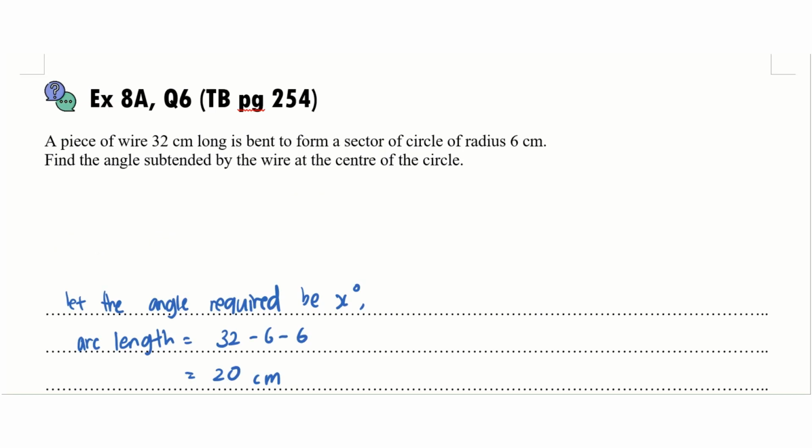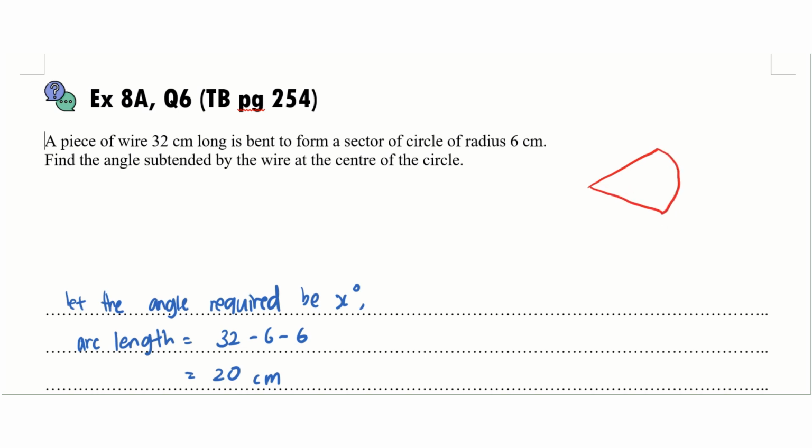We will now move on to exercise 8A question 6, where the question talks about a piece of wire that is 32 cm long, bent to form a sector of a circle of radius 6 cm. We want to find the angle subtended by the wire at the center of the circle. To answer this question, it may be helpful to draw out a diagram. Because the piece of wire is used to form a sector, let us draw a sector of a circle. It may look something like that.